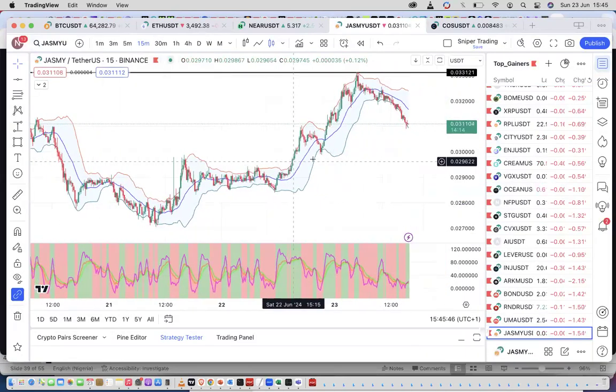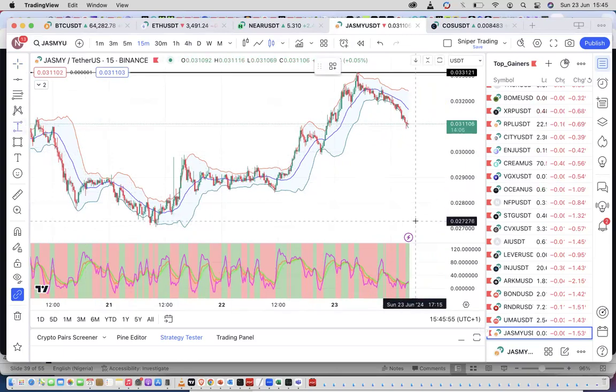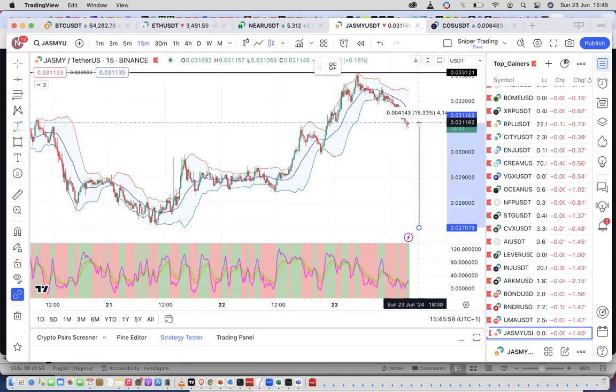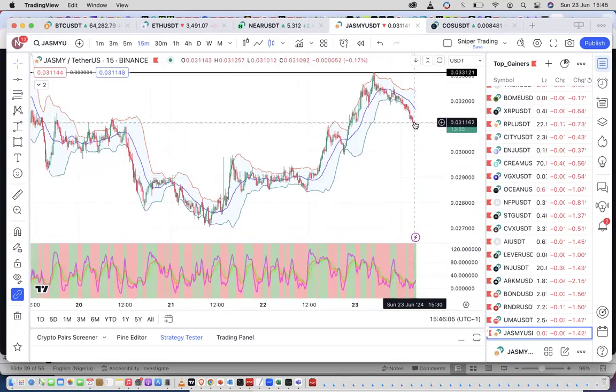All right, so this is Jasmy. This point can be hunted. This point can be hunted. Here can be hunted. So you don't need to worry. From this point to this point is 15%, which is okay with your dip tolerance. All right. So you can enter this trade right now and be patient.